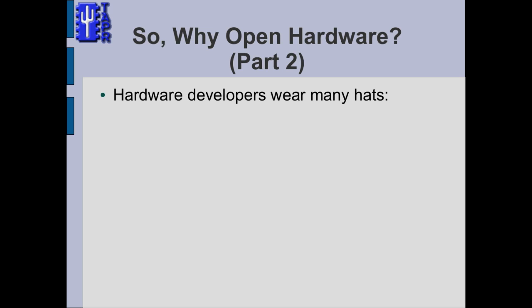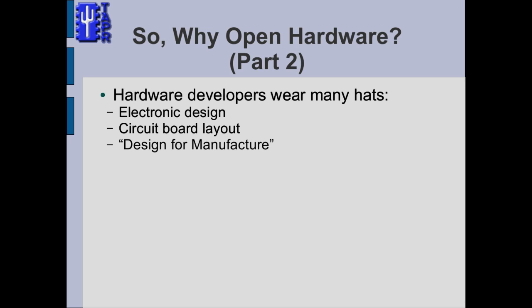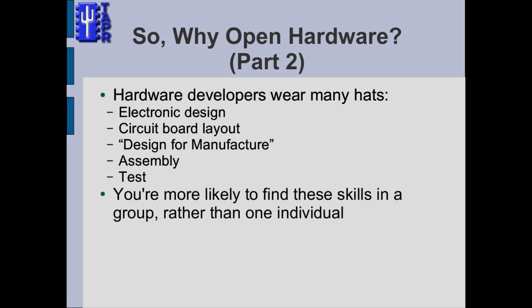Hardware developers have to wear many hats. There's the electronic design, there's the circuit board layout, there's something called design for manufacture. That's a big thing where I work, that you have to make sure that the parts that you specify are actually available, that they fit on the board, that all the mechanical things work properly. There's the actual assembly of the board. Some people have those skills, some people don't. There's testing to make sure that it works, and many other items. And you're much more likely to find these skills in a group of people rather than in one individual.